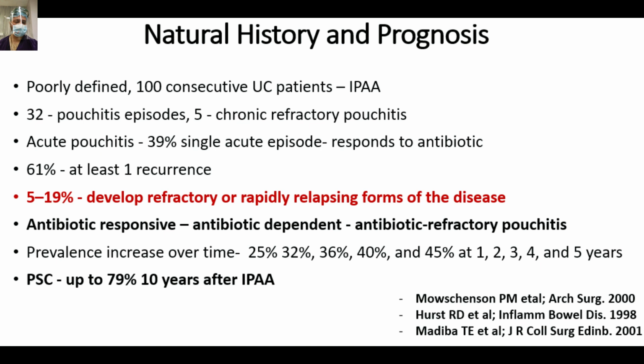The incidence increases over time, that is 25% at 1 year to 40% at 5 years. And if we are dealing with a patient of primary sclerosing cholangitis, then the chances of this severe form of pouchitis are around 79% after 10 years in a patient of IPAA.